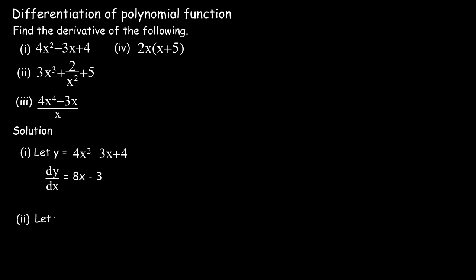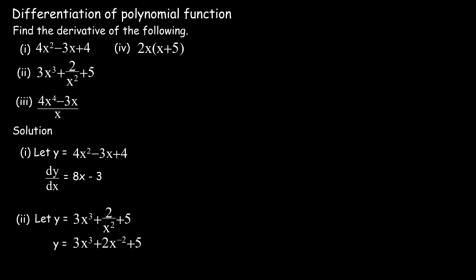Number 2, let y be equal to 3x to the power of 3 plus 2 divided by x squared plus 5. Simplifying the fraction, it becomes y equals 3x to the power of 3 plus 2x to the power of minus 2 plus 5.